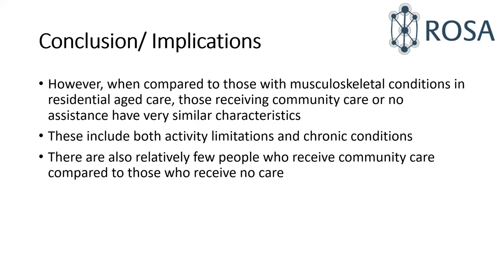However, when compared to those with musculoskeletal conditions in residential aged care, the community care group and the no assistance group had very similar characteristics. These include both activity limitations and chronic conditions. There were also relatively few people who received community care compared to the group who received no care.